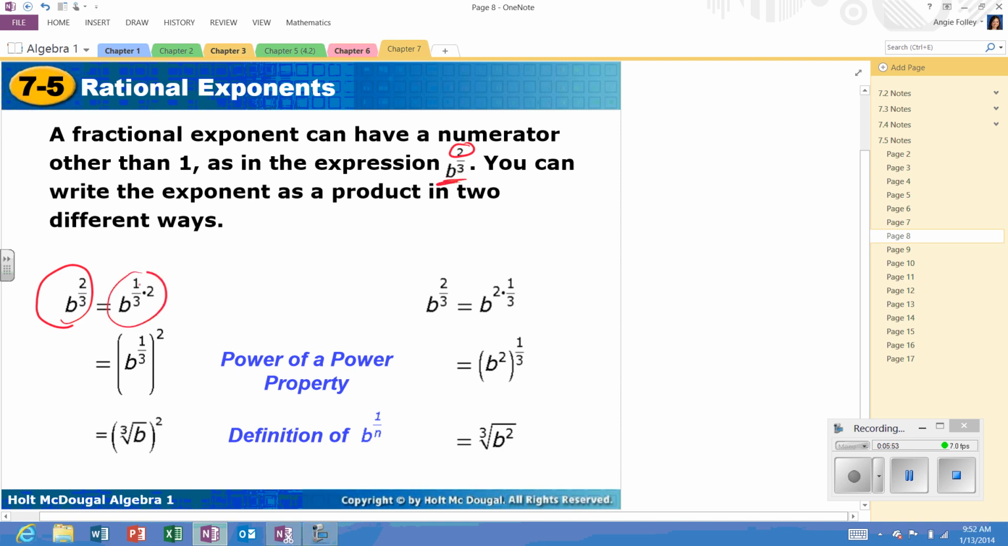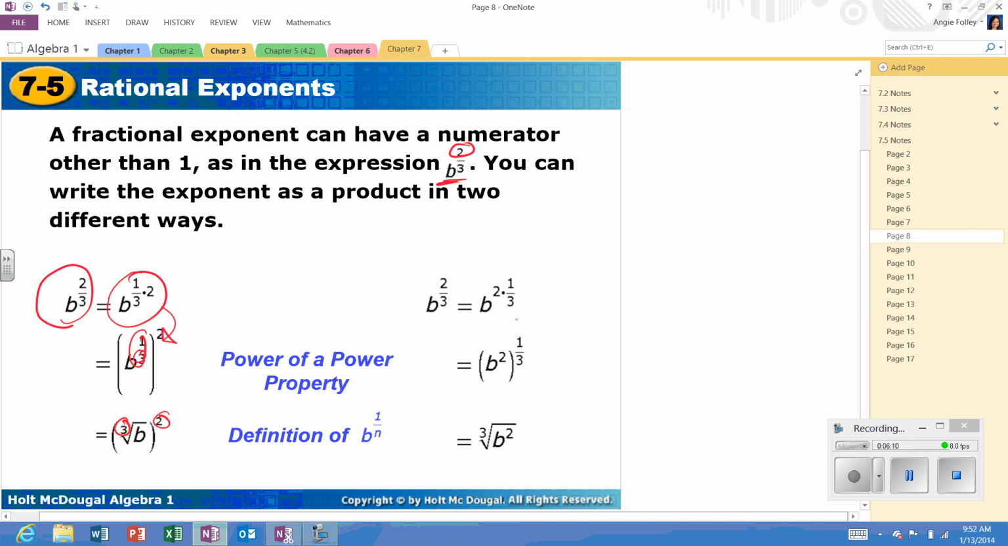So it can have 2. We can split it up. So I could rewrite it like this. And then you can rewrite what is on the inside as the root. So remember, whatever's in the denominator, that's your index, your root. And then I have a square on the outside, okay?